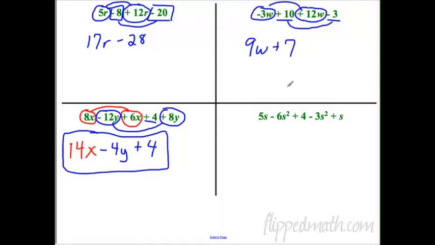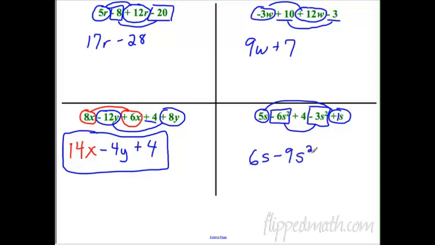Excellent. And then the last one here. What about this? I've got 5s minus 6s squared. Are they the same? Are they exactly alike? No, they're not. S is different than s squared. Very, very different. So I can only take him to another s. Is there another plain s? Yes. At the end, and it's just a 1s. There's only one of them there. So put those together. We're looking at 6s. And now look at this minus 6s squared. Are there any more s squareds out there? Right here it is. Put those together. Minus 6 minus 3 is a minus 9. So we've got minus 9s squared.